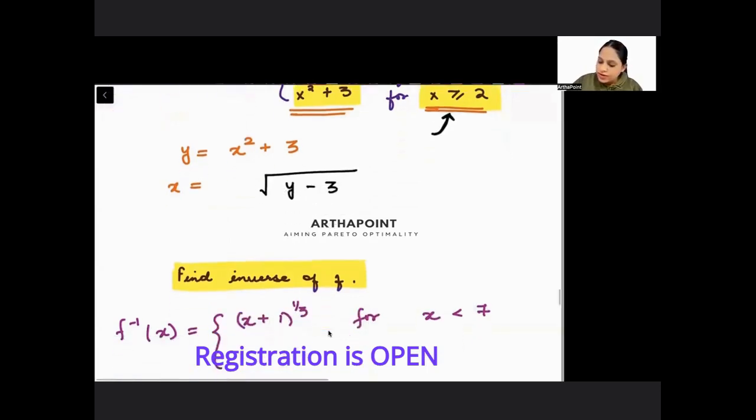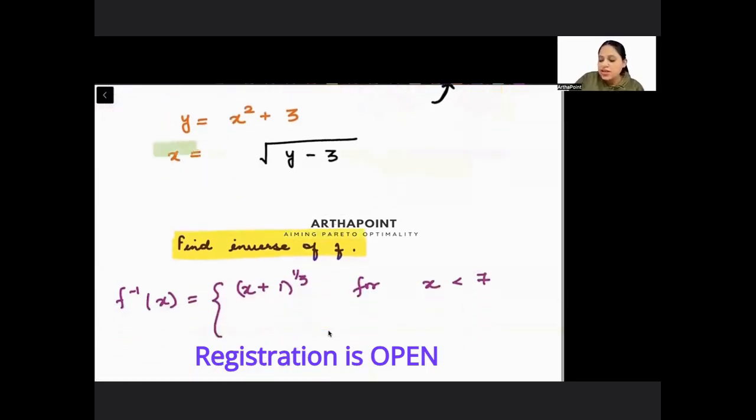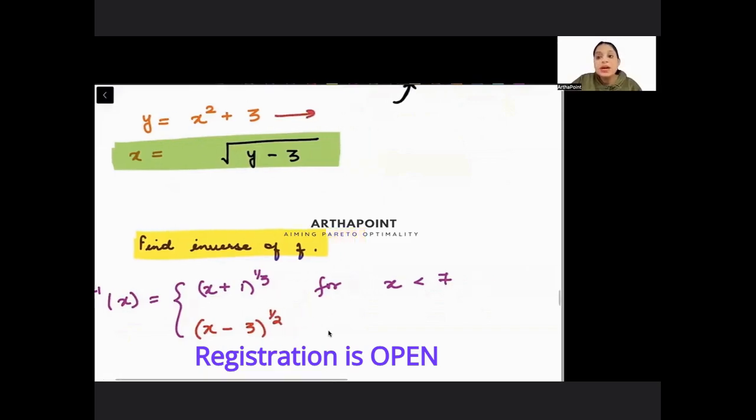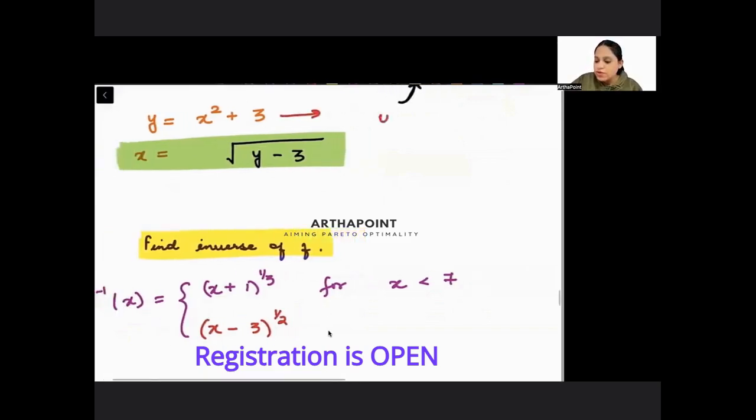So what function will I get? I am getting the function that x is equal to under root of y minus 3. Mane if I have to write this down in terms of x, it will be x minus 3 to the power half. ठीक है, फिर से I can just plug x as 2 here. So I will get y is equal to 2 square plus 3, which means 4 plus 3, which means 7. So this is defined whenever x is greater than equal to 7. Mane, it's defined when y belongs to 7 to infinity.